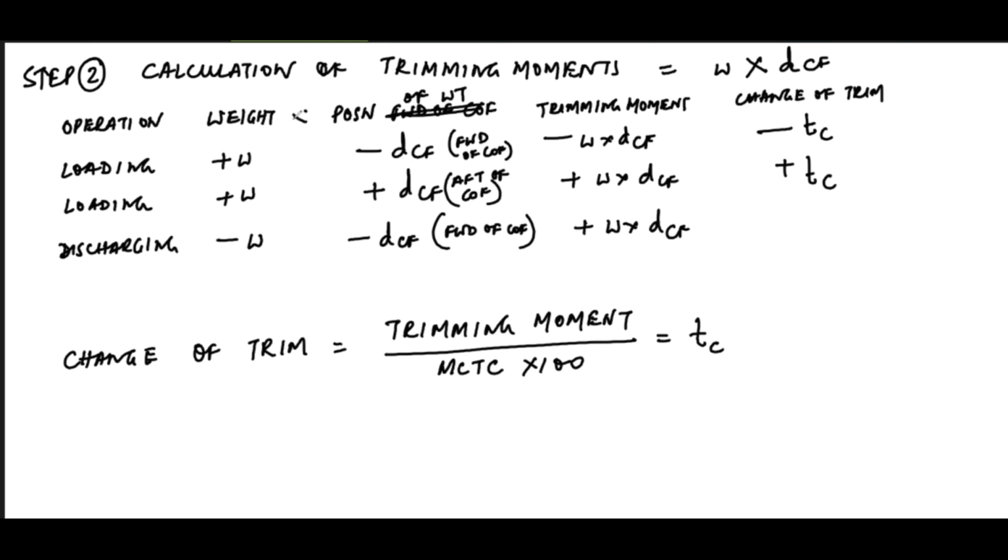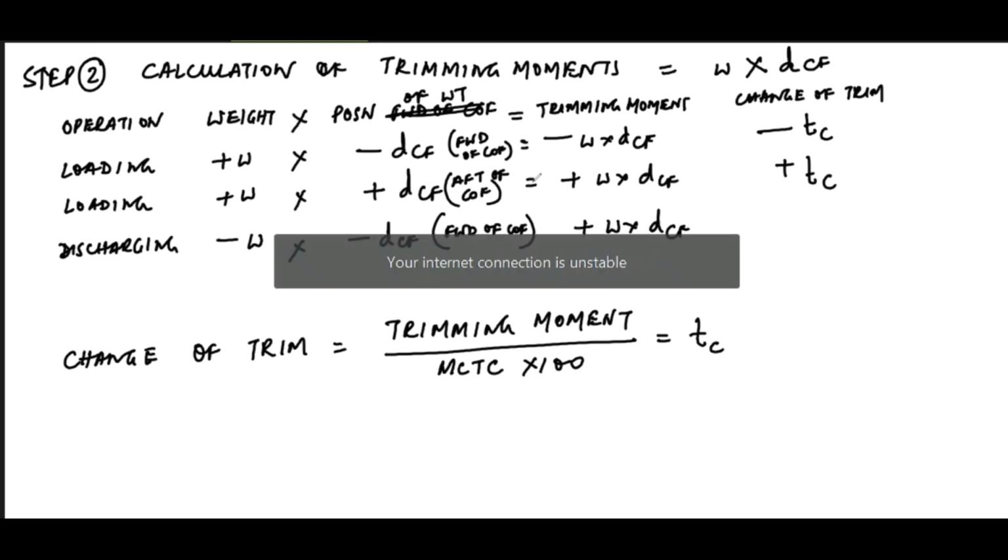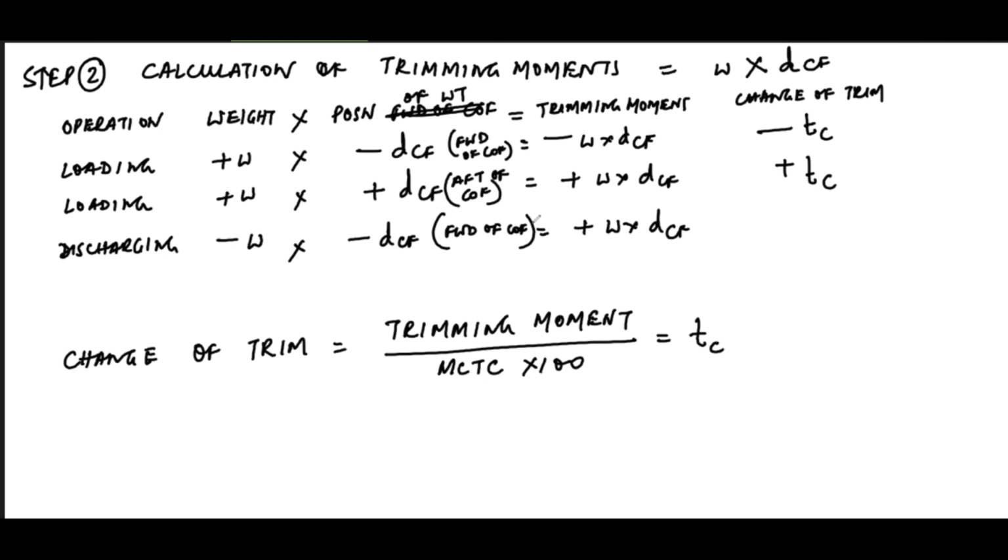And that is going to give me a value, and the change of trim, that is TC, comes just by dividing. So therefore I can get the sign for TC directly. I will get a plus TC.